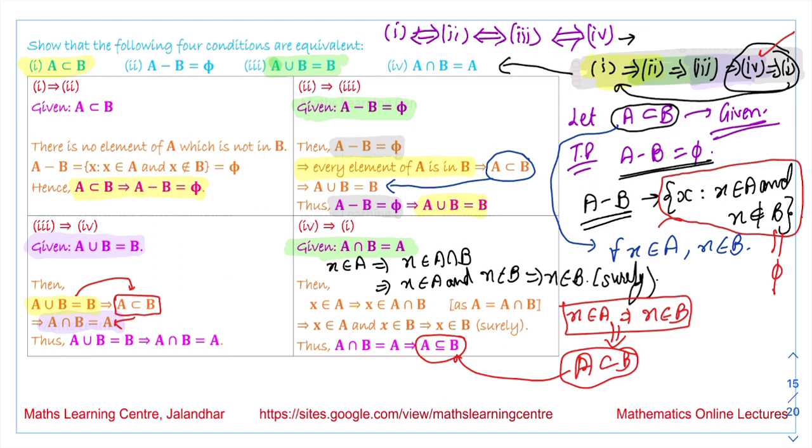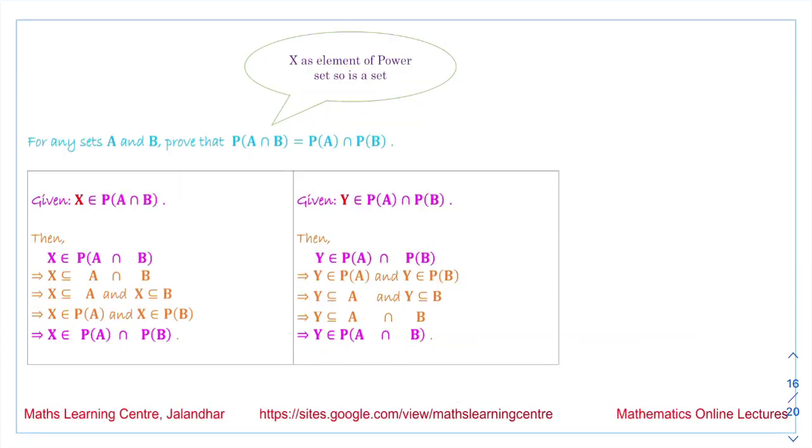Next, for any sets A and B, we have to prove that the power set of A intersection B is equal to the power set of A intersection the power set of B. It is being mentioned over here that X, as an element of a power set, is a set. Why are we saying this?